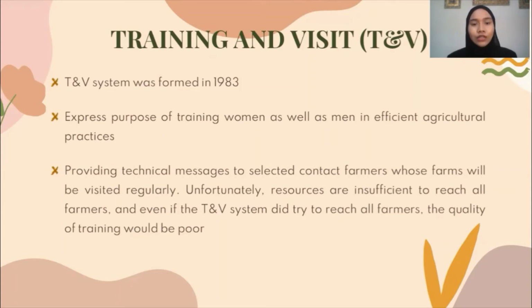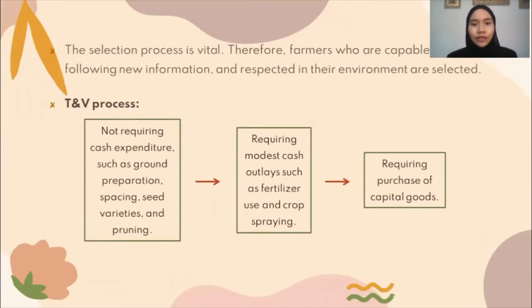As a result, only 10% of all farmers are chosen to adopt the advice brought to them in these messages and then to help spread this new technical knowledge by persuading other farmers in the villages to adopt them as well. The selection process is vital. Therefore, farmers who are capable, diligent in following new information, and respected in their environment are selected.